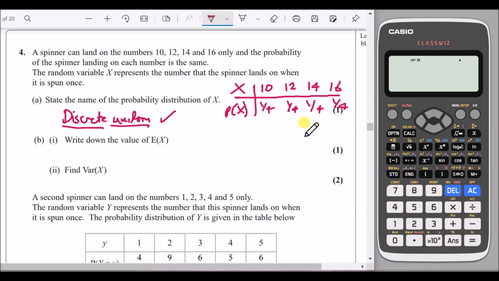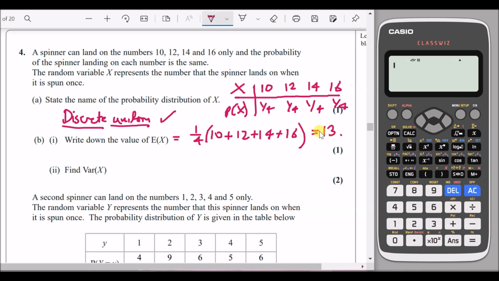Yeah, cool. Now part b, i: write down the expected value of x. This is just the mean, yeah? Expected value of x just means that you times x with its probability and sum them up. Because it's all out of a quarter, a nice way you can write this is by factorizing a quarter. So it'd be a quarter times all of these values: a quarter times (10 plus 12 plus 14 plus 16). If you do this in a calculator, I've done it before, I actually got the answer to be 13.